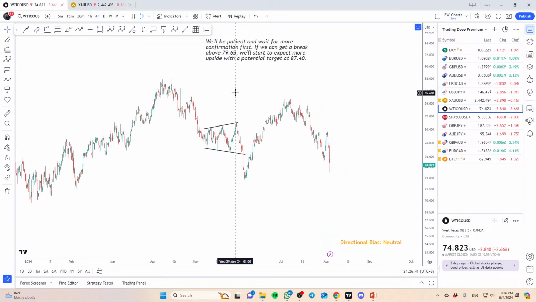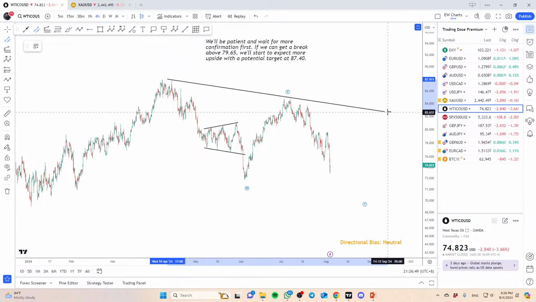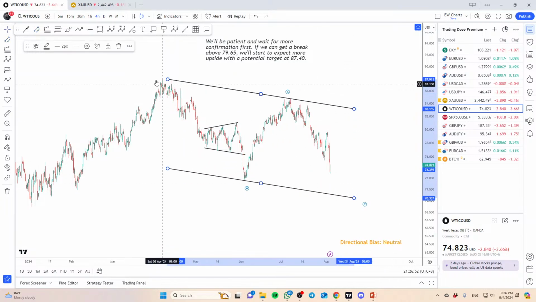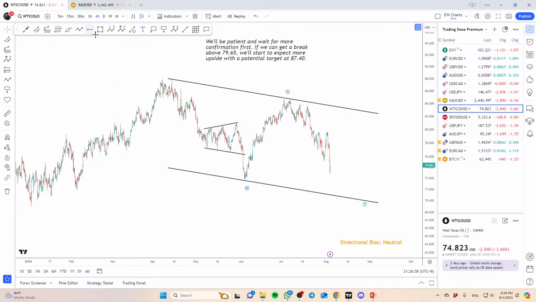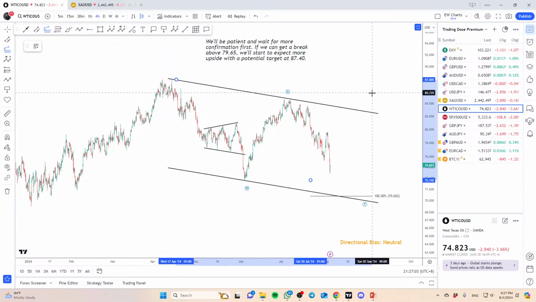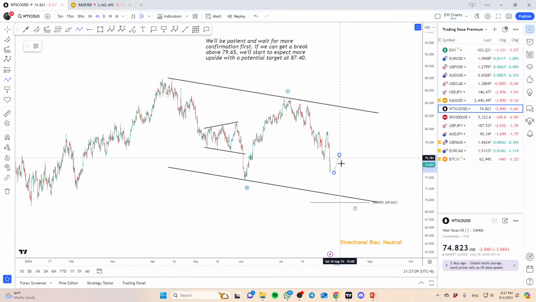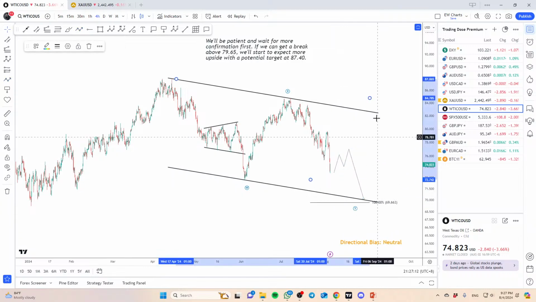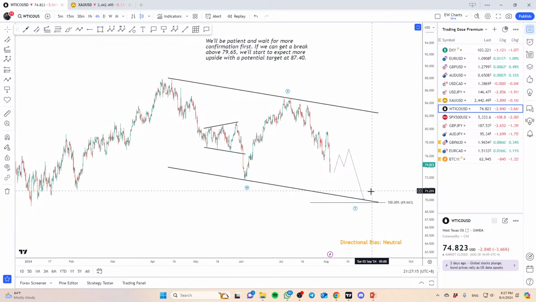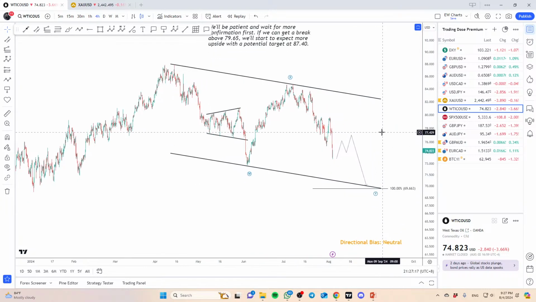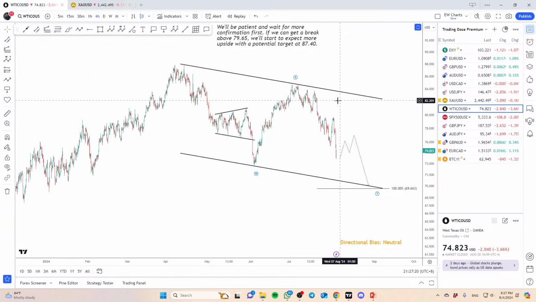We can be looking at a WXY cycle 2, which means if I put my channel right, this is something that can be developing too. If that's going to be the case, there is definitely more downside that crude oil can establish. So if that's the case, it will be a bearish bias.